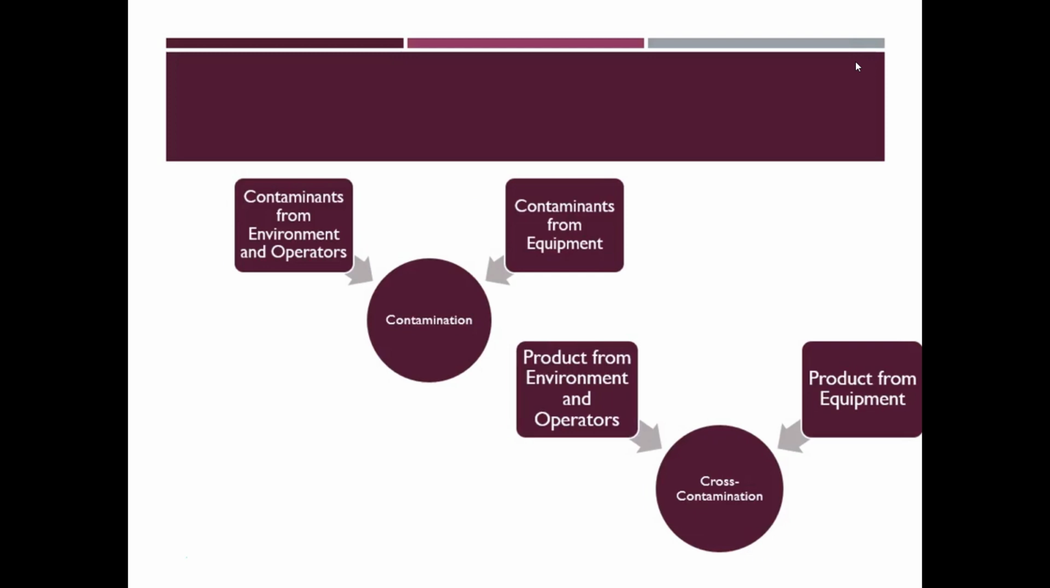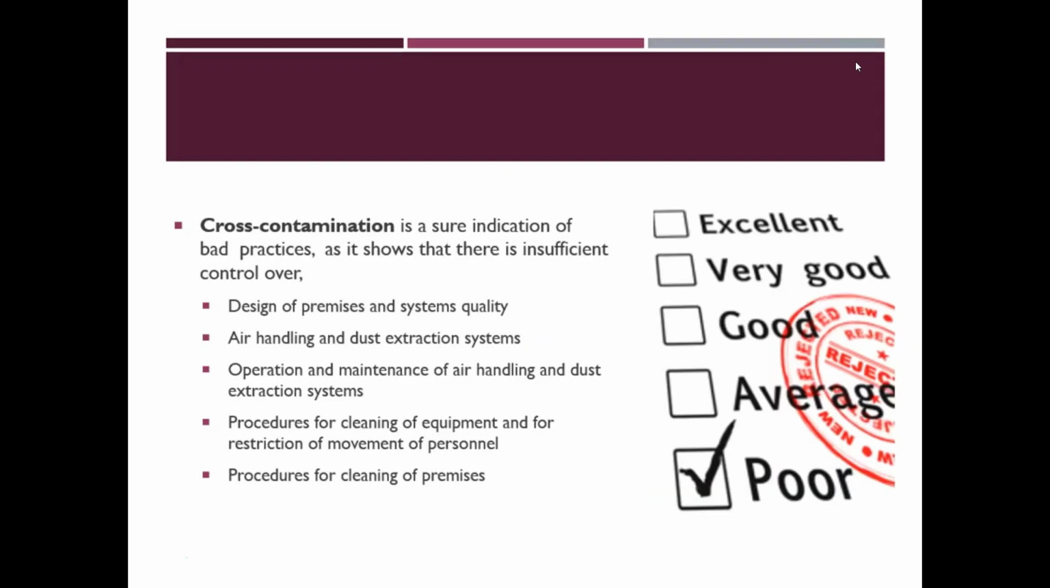To summarize again, contamination and cross-contamination are caused by both contaminants coming from equipment and also contaminants coming from the environment and from the operators or the personnel in the area. Cross-contamination is a sure sign of bad practice, as it shows that there is insufficient control over the design of the premises and the system's quality, insufficient control over the air handling and the dust extraction systems, insufficient control over operation and maintenance of the air handling and dust extraction systems. There's inadequate procedures for cleaning of equipment and for restriction of the movement of personnel, and inadequate procedures for the cleaning of the premises.